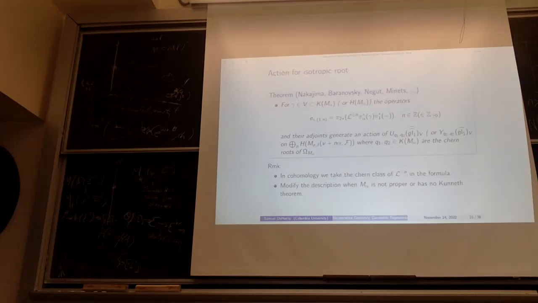Okay, right. And then the diagrams that were on the last slide, by work of Nakajima, Grojnowski, Nakajima, and Alexandre Minets, and a huge variety of other people, say that if you take the operators defined by these correspondences together with their adjoints, wherever they're defined, these generate actions of quantum toroidal algebras on the corresponding moduli spaces of sheaves. And this has a limit in cohomology.